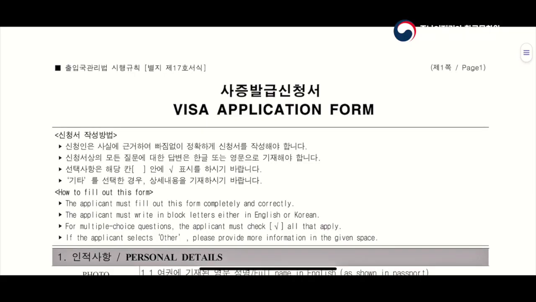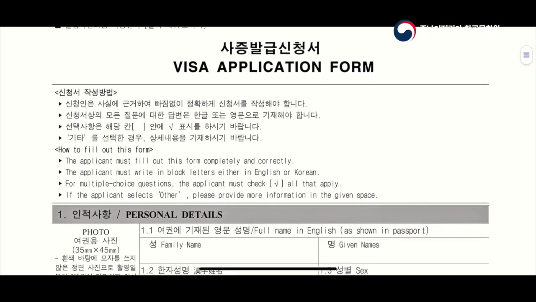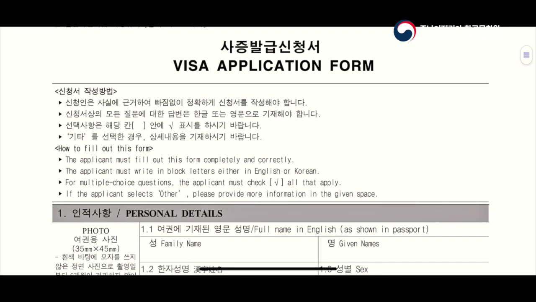How to fill in the Korean visa application form. Most importantly, you have to write in block letters, either English or Korean. No other language is being accepted. And the form must be filled completely and correctly.